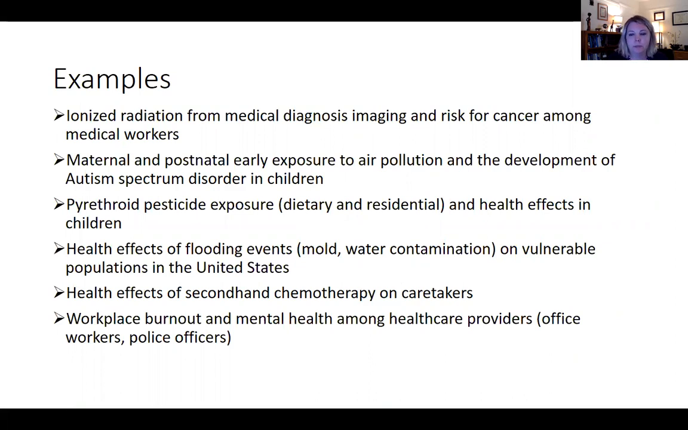So one of the biggest mistakes is picking a topic that is too broad. So that's why I provided these examples with you here. So I did mention the flooding events in the United States.